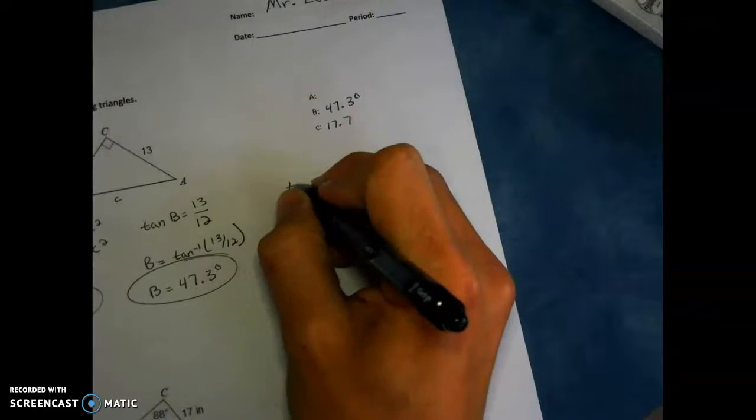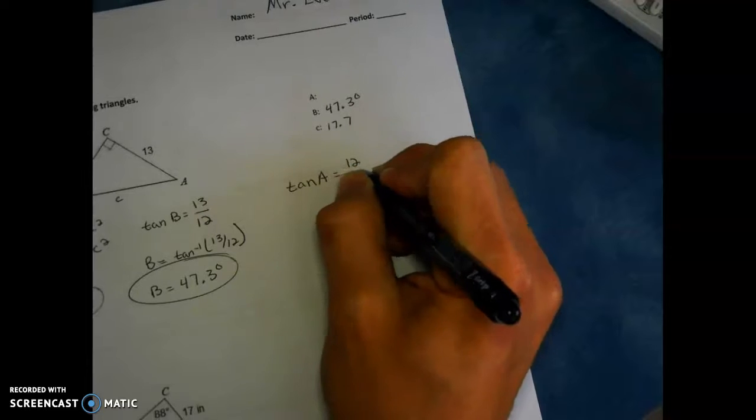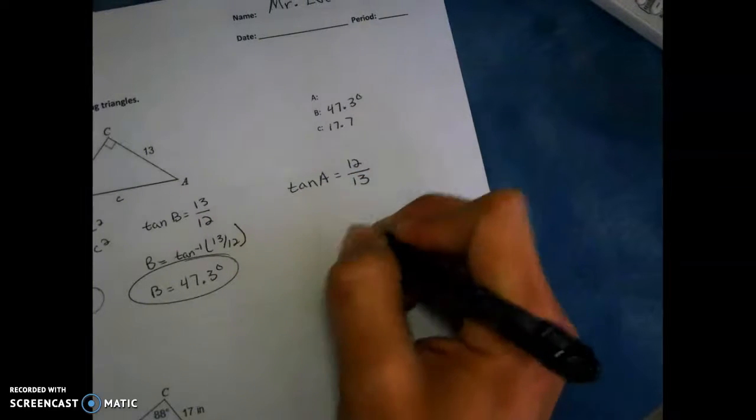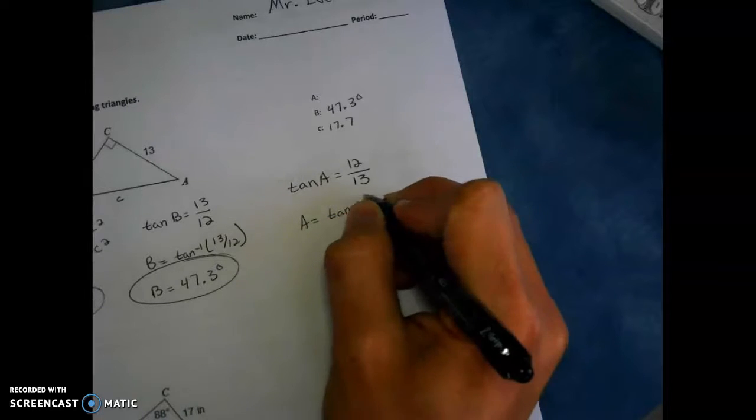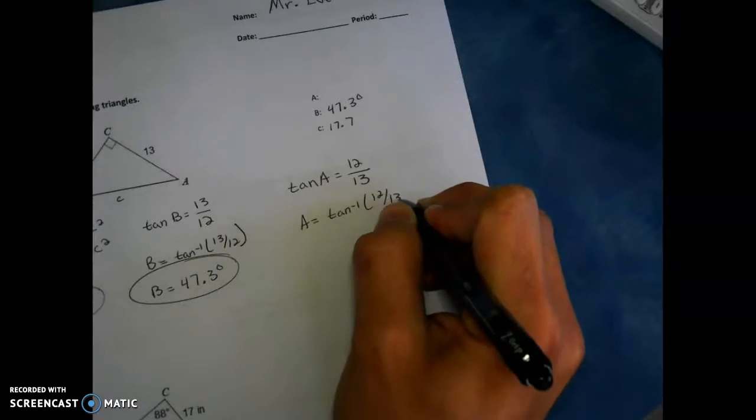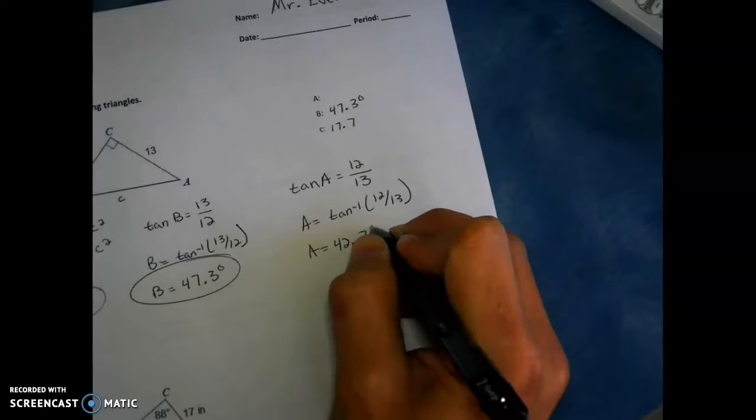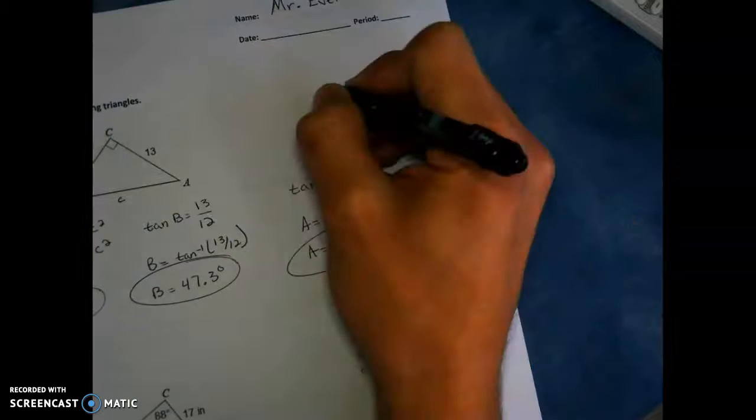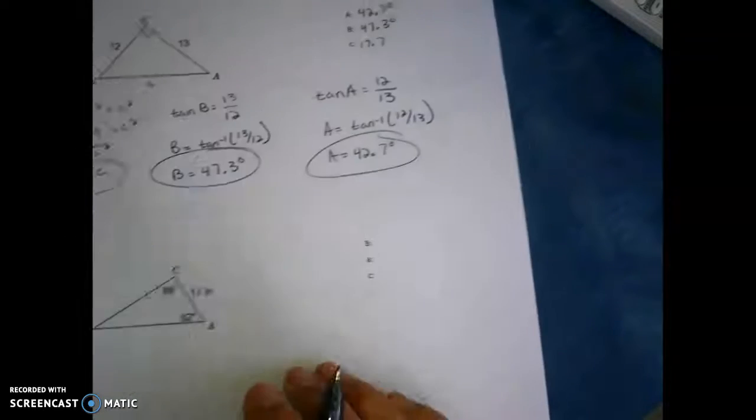Then we have angle A. Same thing, tangent of A is equal to opposite 12 over adjacent 13. Use the inverse, we get A is equal to the inverse tangent of 12 over 13. Gives me A is equal to 42.7 degrees. Okay, so there's the first one.